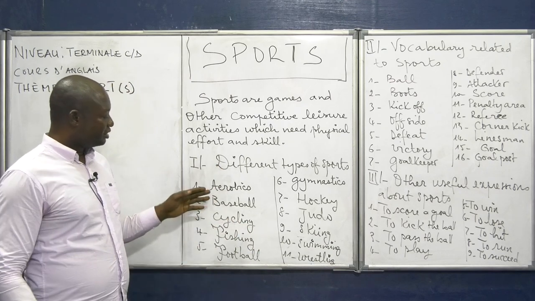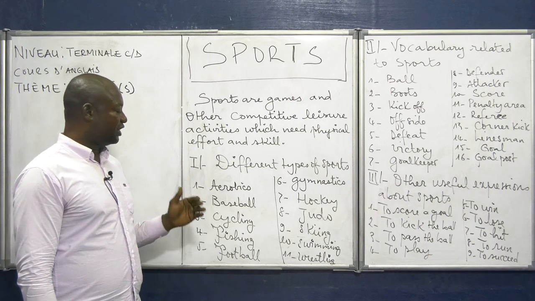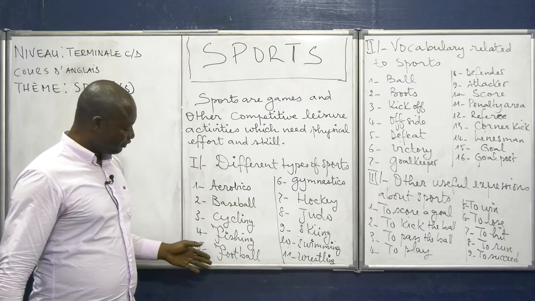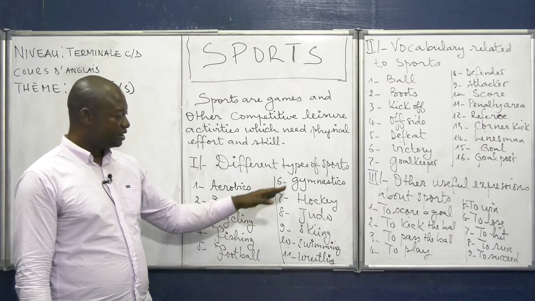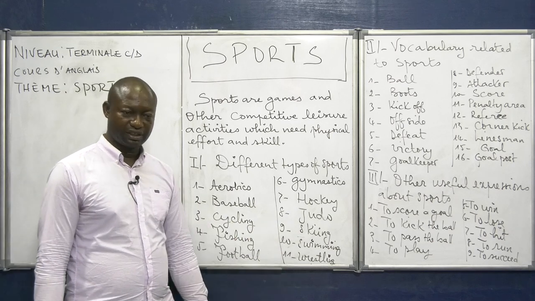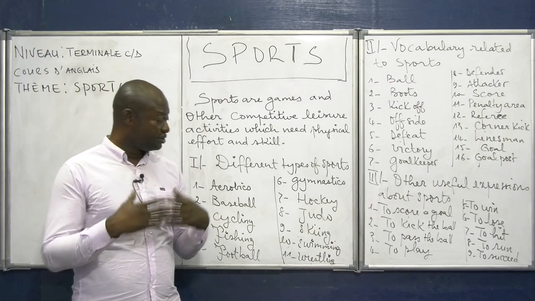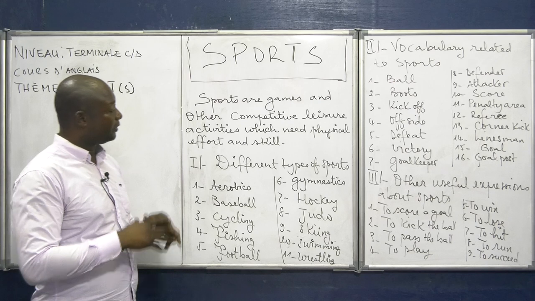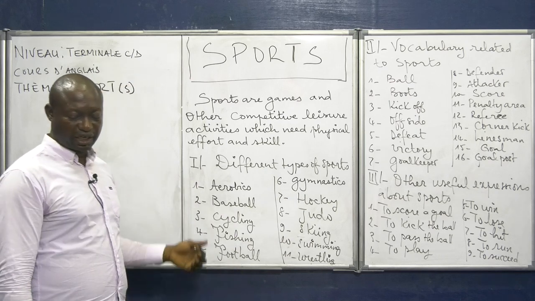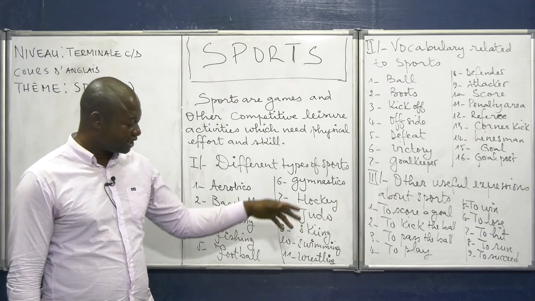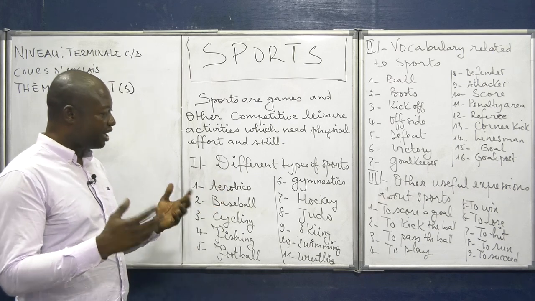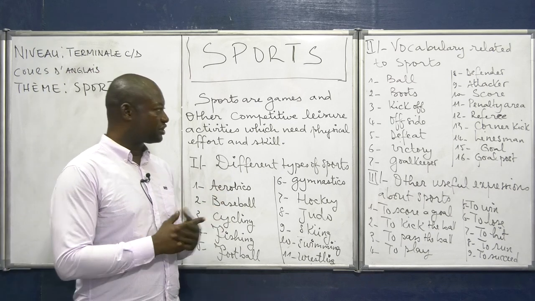OK, let's go back to the different types of sports. As we said, the first one is aerobics, the second baseball, the third cycling, the fourth fishing, then football, gymnastics, hockey, judo, skiing, swimming, and wrestling. There are numerous, too many types of sports in the world. We can add tennis, and apart from hockey and tennis, we have volleyball too, and many, many more types of sports.